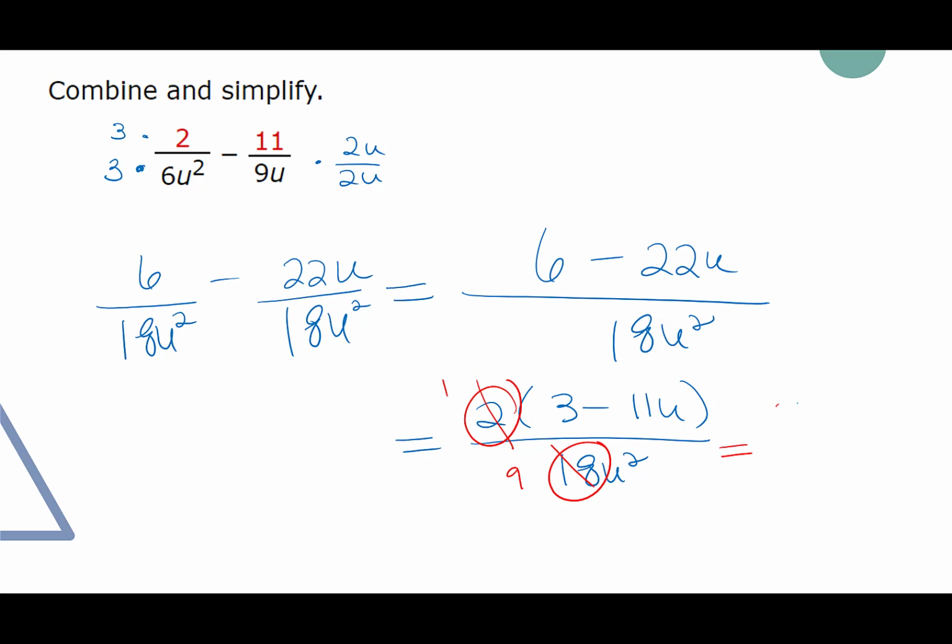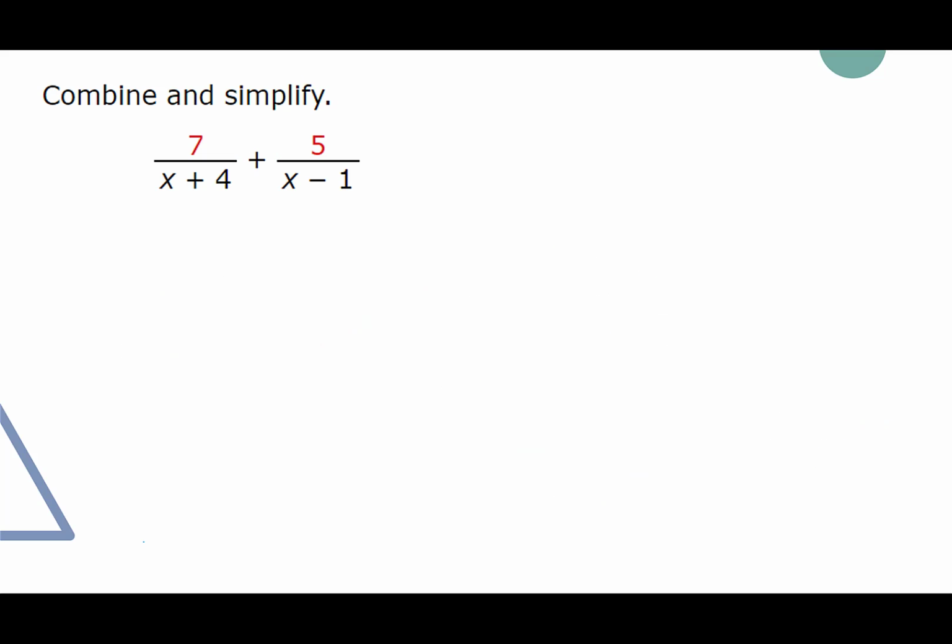And so the final answer, the numerator is 3 minus 11u over 9u squared. Okay, take a look at this example. This is 7 over x plus 4 plus 5 over x minus 1.